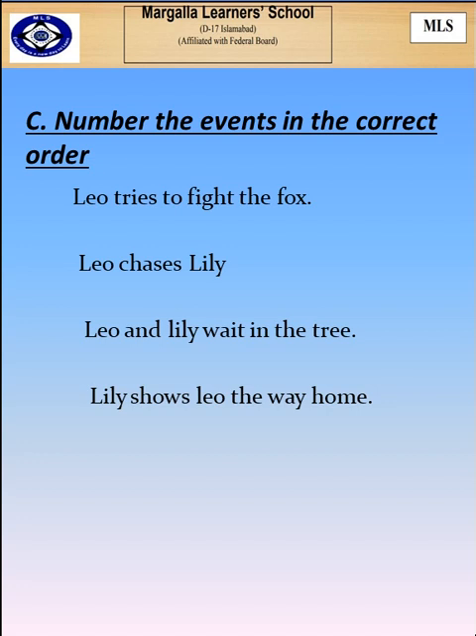I have solved this exercise for you as well. Let us match our answers. Leo tries to fight the fox. This event took place at the second time. Leo chases Lily. This took place in the first place. The third event was Leo and Lily wait in the tree. And the fourth event was Lily shows Leo the way home.